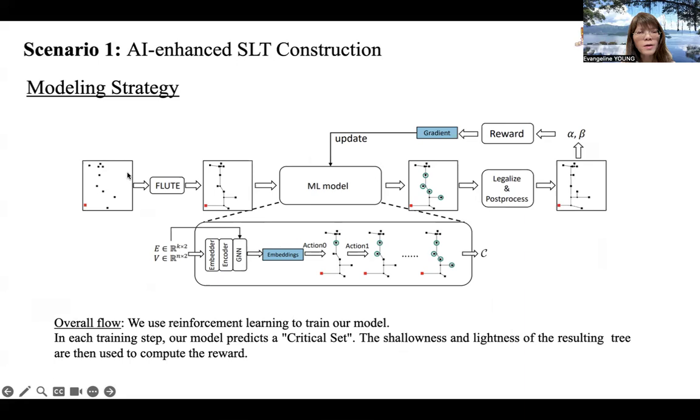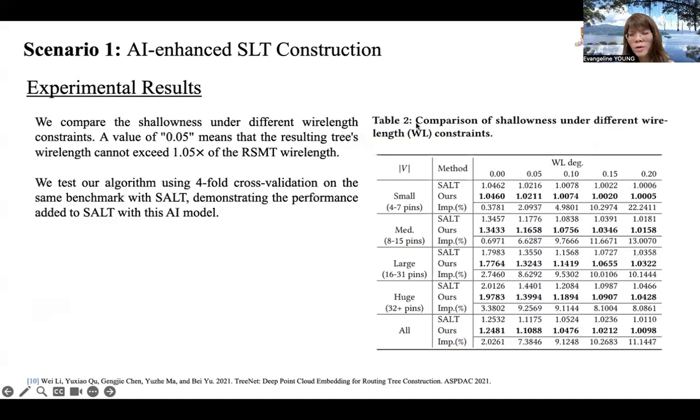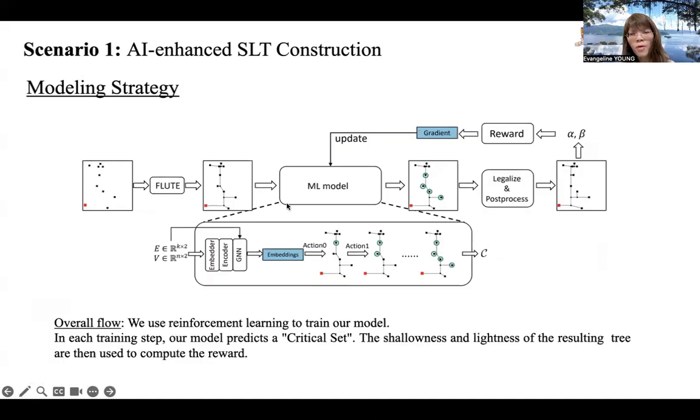As I explained, given the pins, we construct the RSMT, and then it will go through our model and generate a critical set. And then the critical set will be combined with the RSMT using an approach similar to SORT and produce the shallow-like tree. For this result, we will compute the alpha and beta, and the result can be used to reward the model, to train the model.